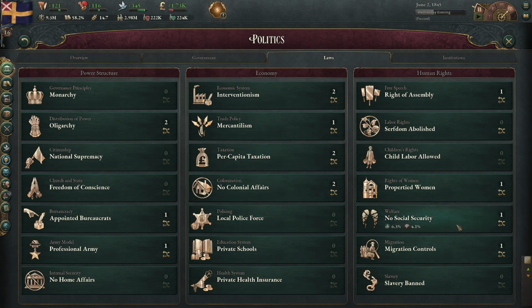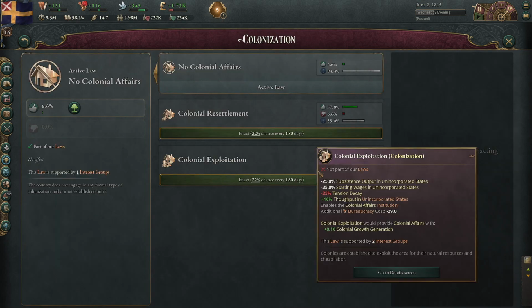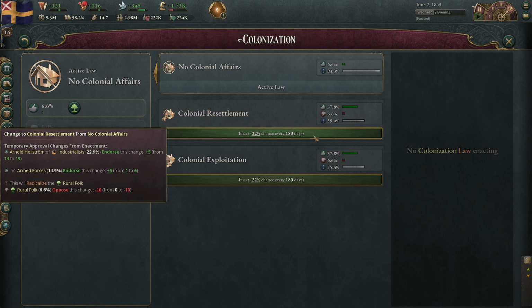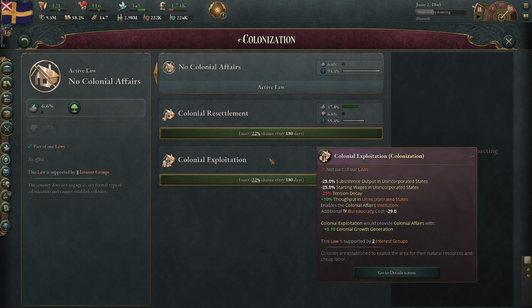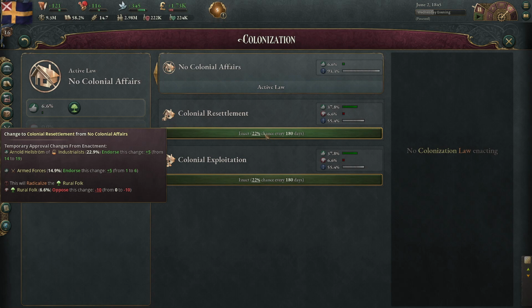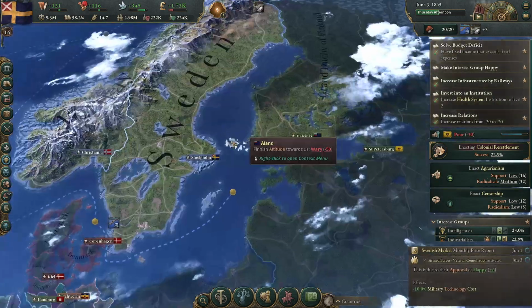I'm kind of moving towards colonial affairs. Wow. Okay. I think we're going to pass a law on colonial affairs. Colonial resettlement: plus 100% migration attraction from unincorporated, which enables the colonial affairs institution, plus 0.1 colonial generation. I think we're going to take a more positive approach with colonial resettlement rather than colonial exploitation. So we're going to go for that law, and we're just going to let it run.